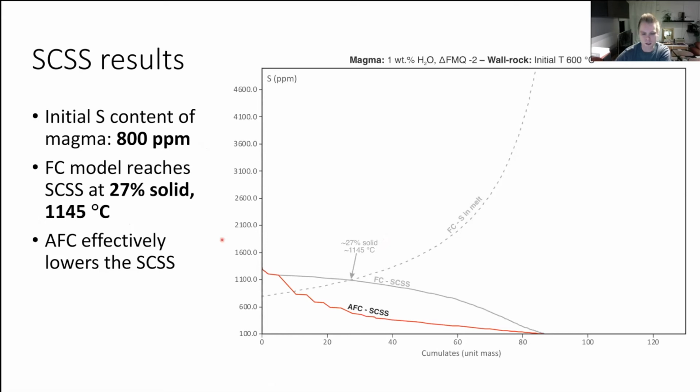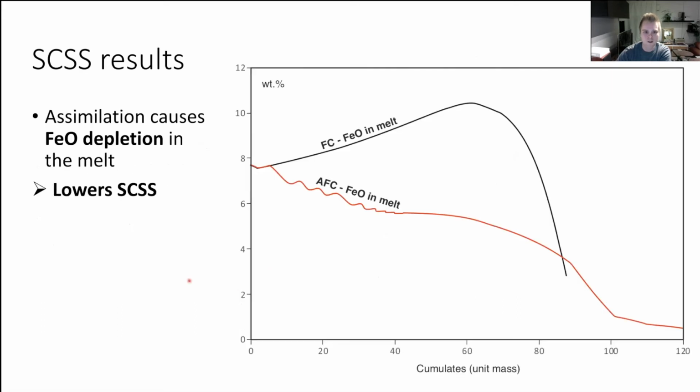Then if we look at the sulphide saturation curve in the AFC model, we see that as soon as the AFC begins here, the SCSS drops dramatically. And why does this happen? Here's the main reason. On the y-axis, there's weight percent of element oxide, and cumulate mass again on the x-axis. So in the fractional crystallization, the iron oxide in melt is here on the black line. And we see as soon as the assimilation starts, the iron oxide content starts to drop in the melt. And this effectively lowers the SCSS.